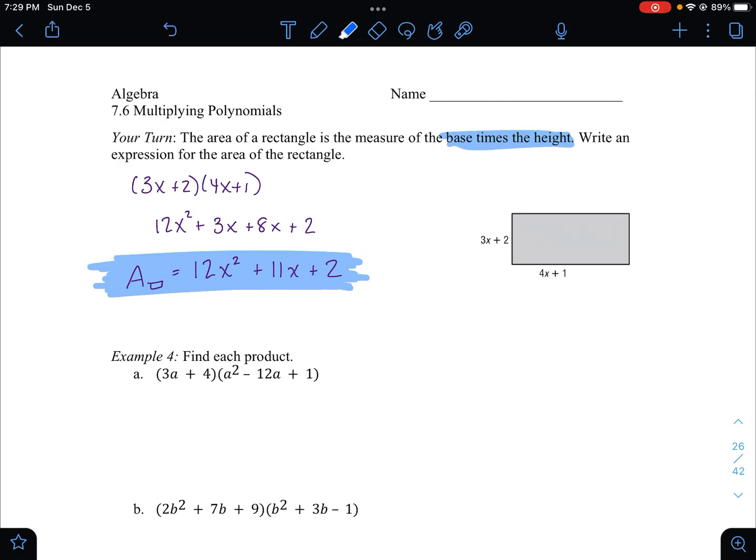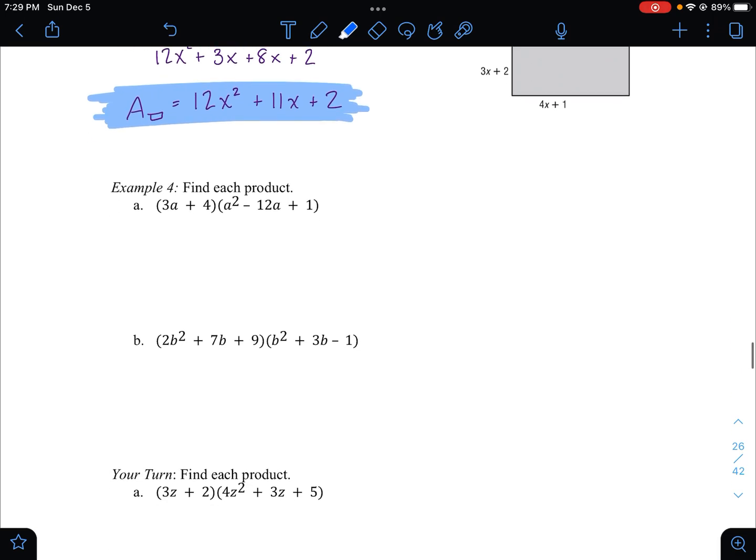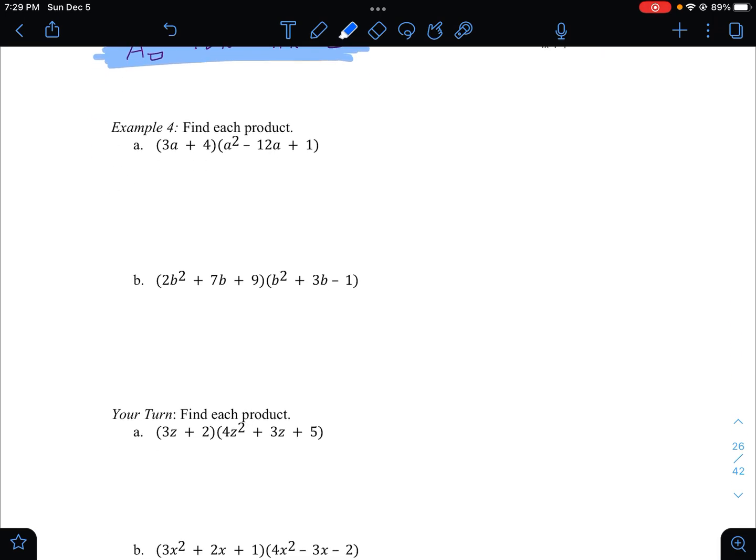All right, last example. This is the one where it's not difficult. It's just distributive property a whole bunch of times, but it's also easy to make a mistake if you're not careful, so please take your time.